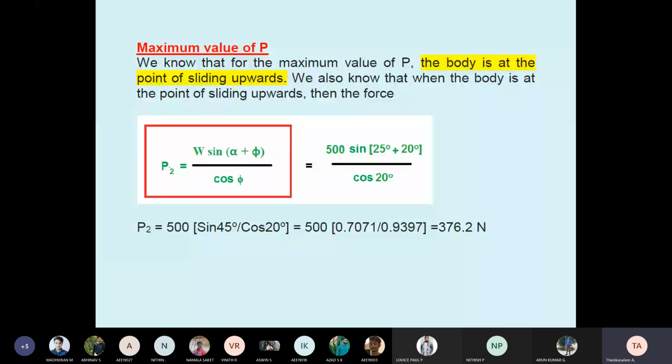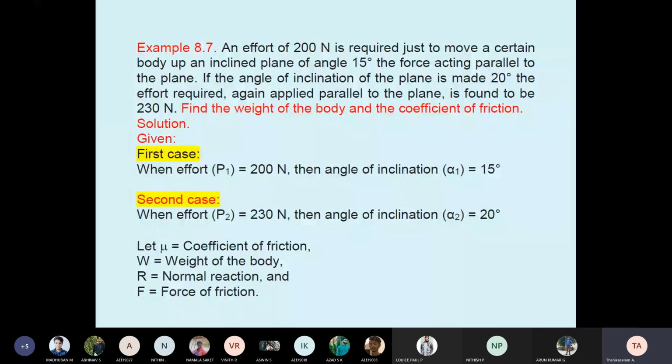So remember this formula. Now the last question. Here also the diagram is not given. They give an effort of 200 Newton required just to move a certain body on an inclined plane at an angle of 15 degrees. See, one body is there, the weight is W. It is required to move the body up, so the body is moving up. The angle of inclination alpha is 15 degrees. The force is acting parallel to the plane. P1 is parallel to the plane, 200 Newton.